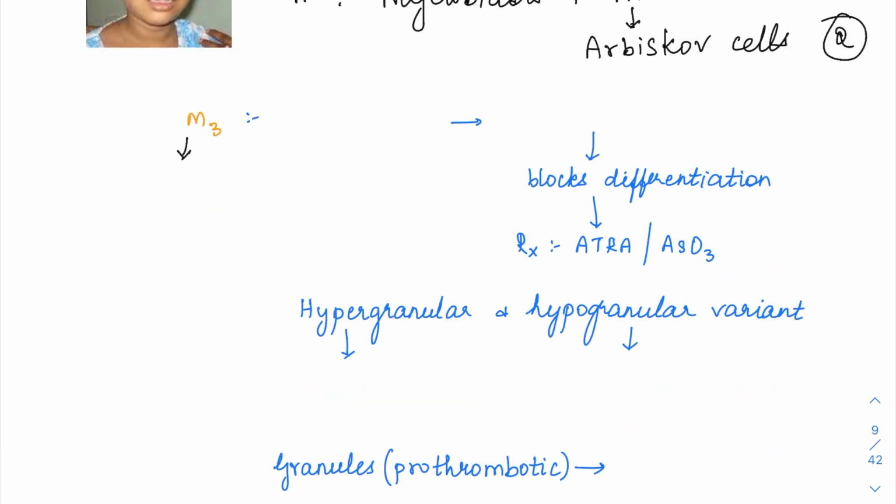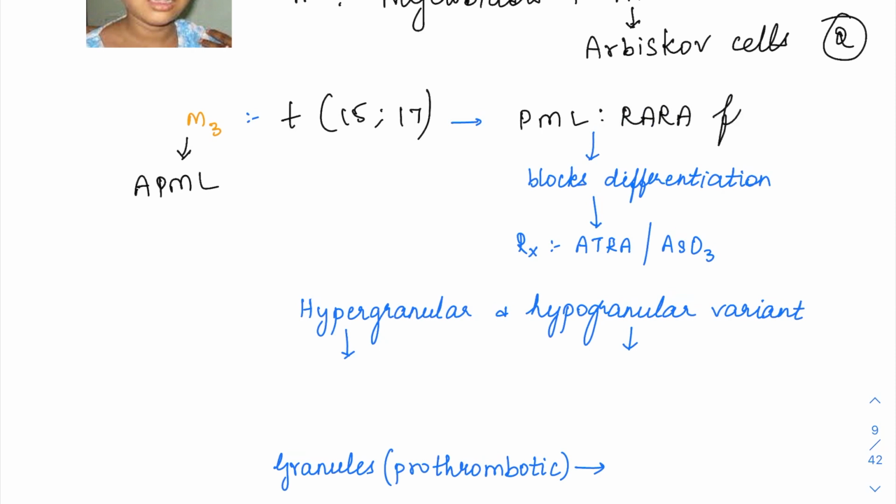The M3 subtype is the APML subtype, acute promyelocytic leukemia. Here the characteristic translocation is t(15;17). You can call it APML only when you see the t(15;17) translocation. Because of this translocation, there is a fusion between PML and RARA. This fusion results in a blockage of differentiation. There is differentiation arrest at the stage of the promyelocytes itself. Past the promyelocytes, they are not going to form myelocytes, metamyelocytes, band forms and neutrophils. They are stopped at the promyelocyte level itself. So this PML-RARA fusion causes differentiation arrest.